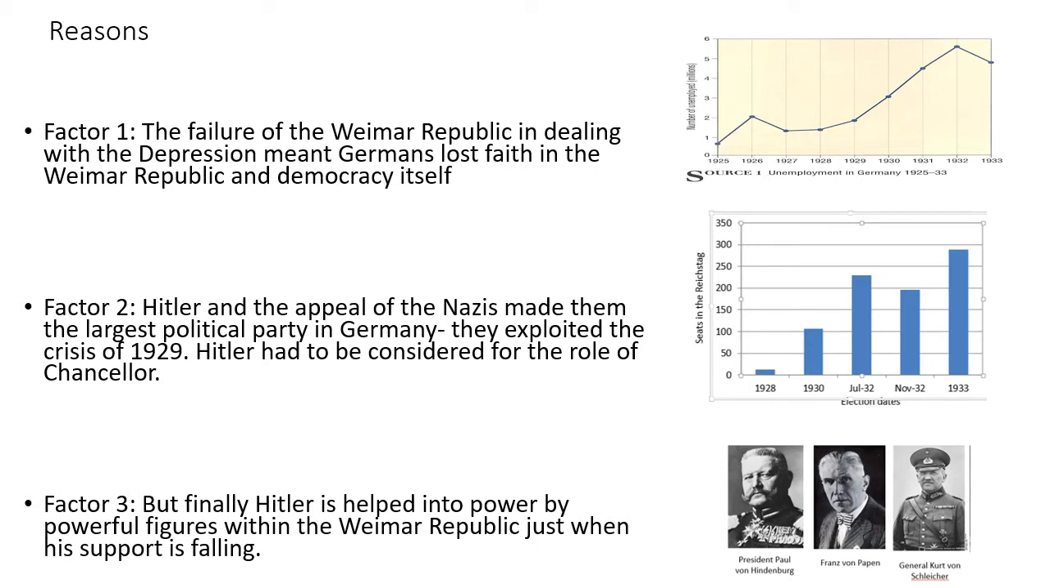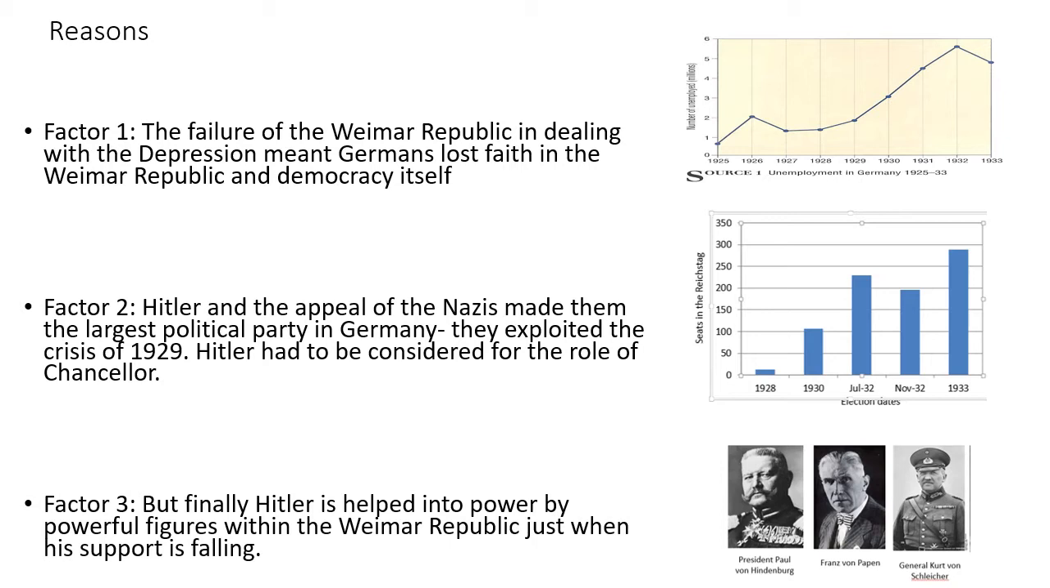And as you can see from the graph, by 1929, 1930, 1931, 1932, Germany was in economic chaos with unemployment running at 6 million. The second factor is obviously Hitler, and the appeal of the Nazis made them the largest political party in Germany by 1933. They exploited the crisis of 1929. So, in a sense, Hitler had to be considered for the role of Chancellor, of Prime Minister.